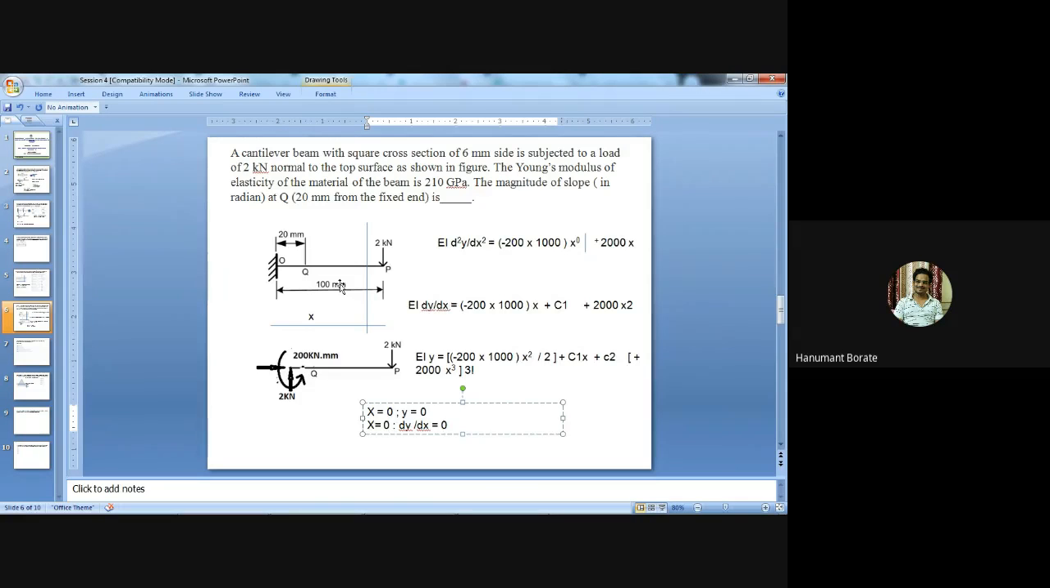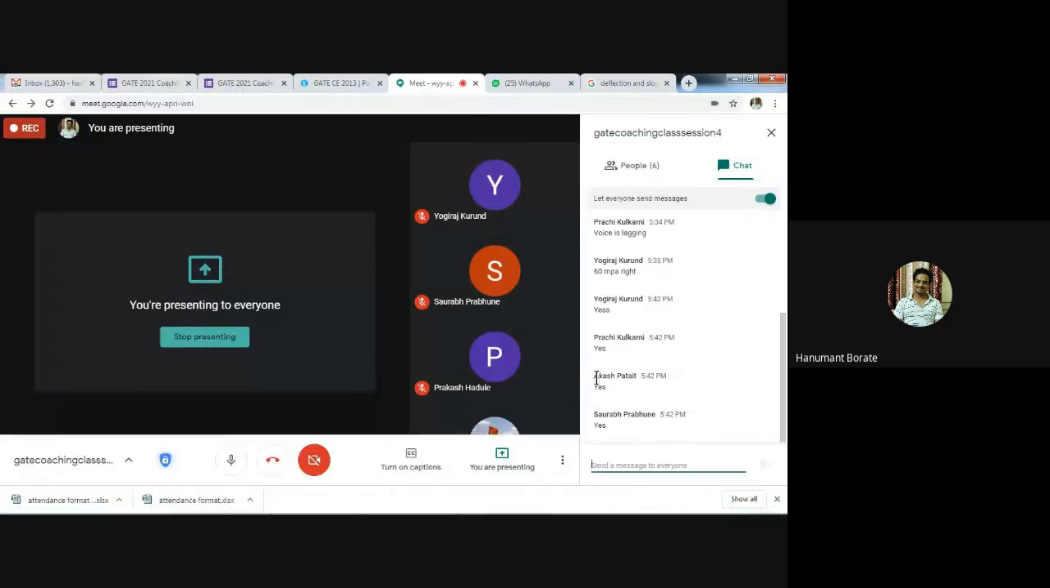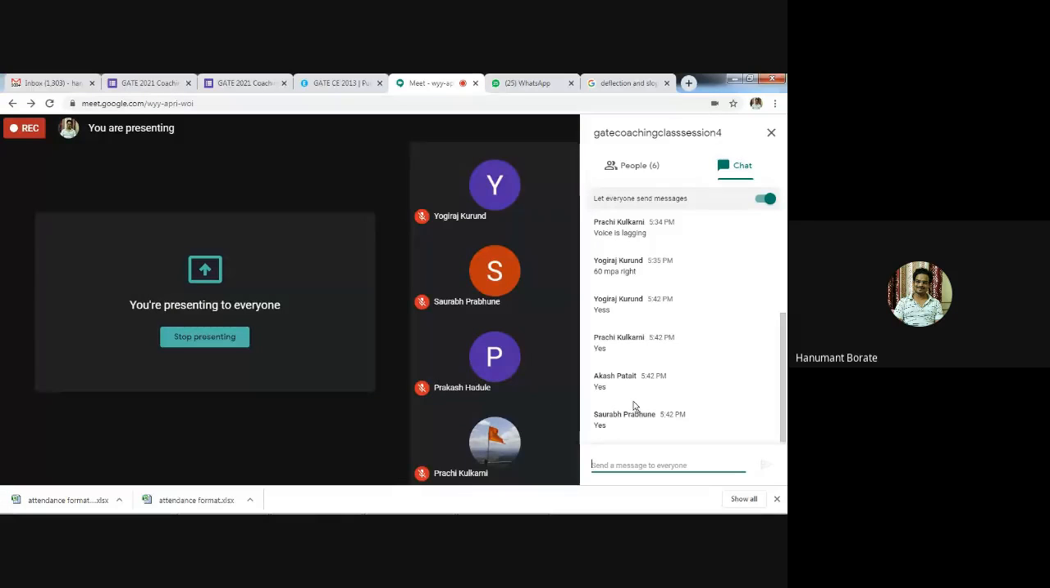Generally, most of the time they ask for the standard cases, but if a standard case is not given, you should be aware of the conventional method. Did you understand? If anybody has a doubt, please ask. Did you understand this conventional method to find out the deflection?